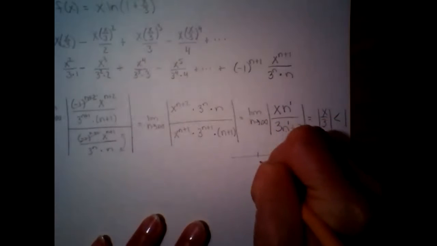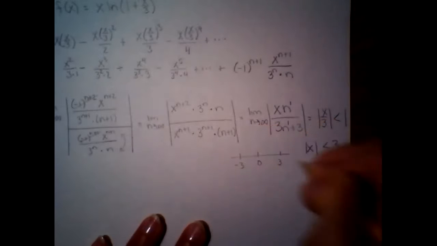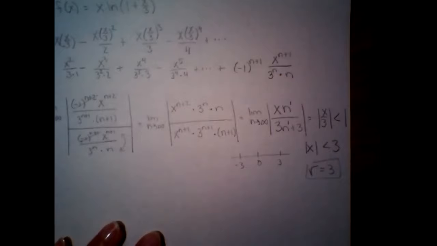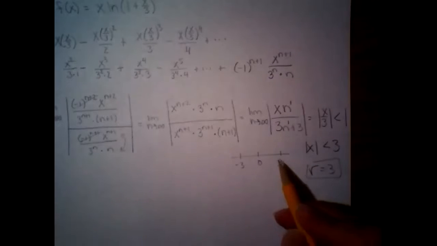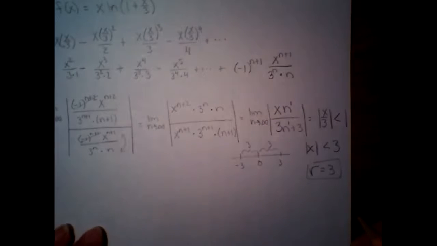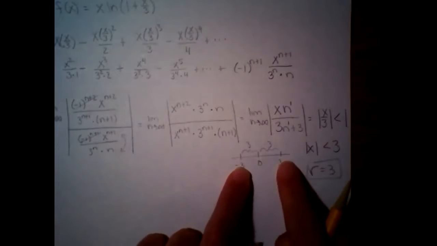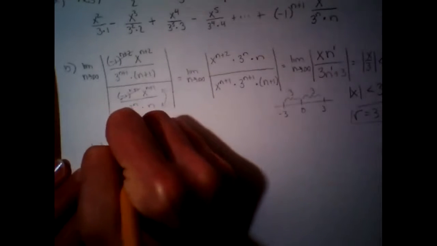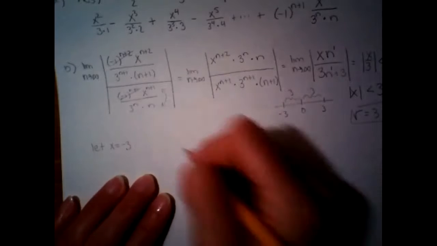And I always like a picture for this. We're centered around 0 and the radius is 3. So 3 units in each direction. Not done. That's the radius of convergence, 3. It means that this is 3 units and this is 3 units. The interval of convergence is going to be from -3 to +3, but you need to check if you're going to include them or not. So we're going to check each of the endpoints. So I'm going to let x equal -3, and we're going to just see what happens.